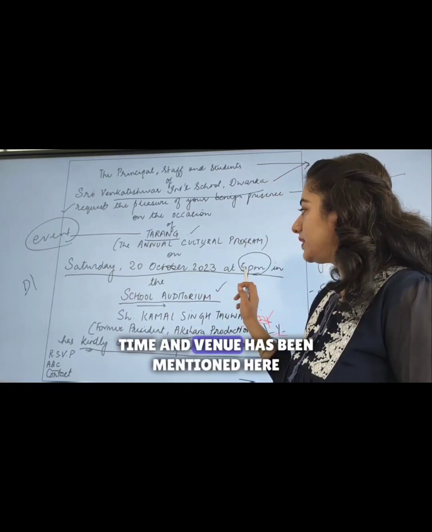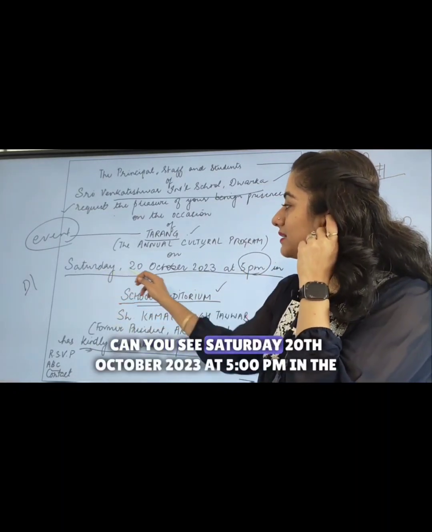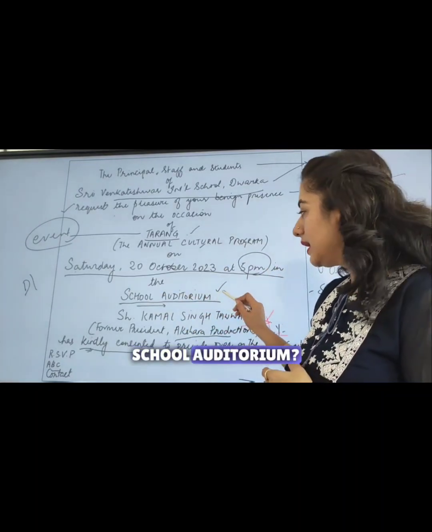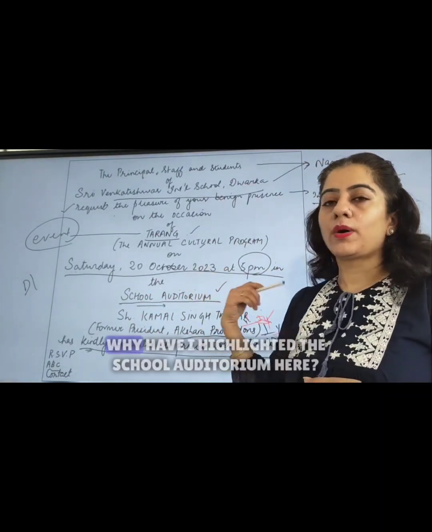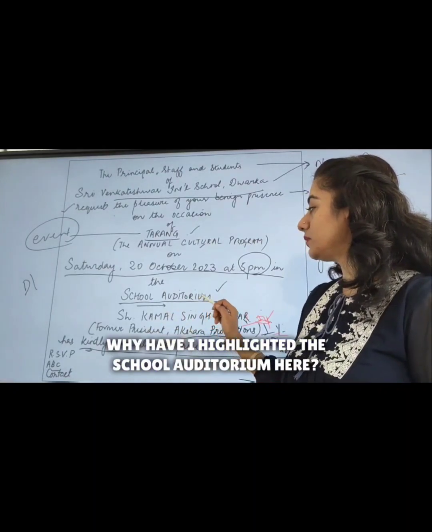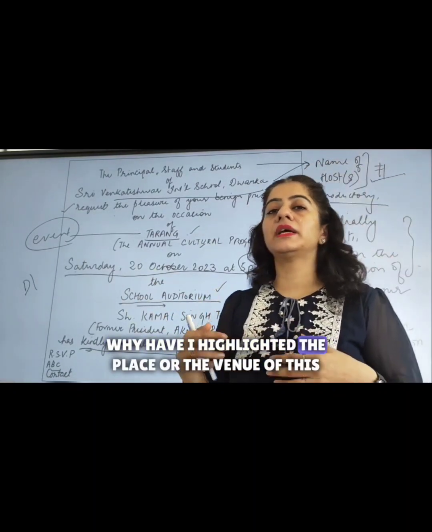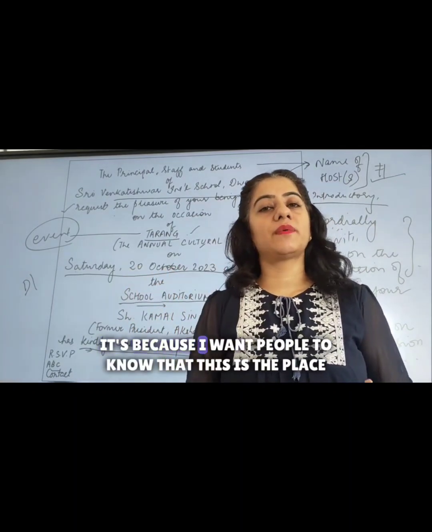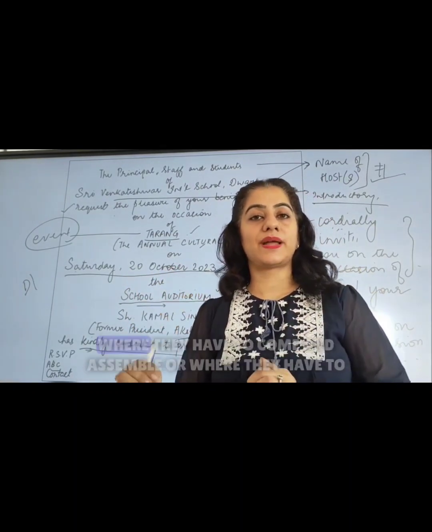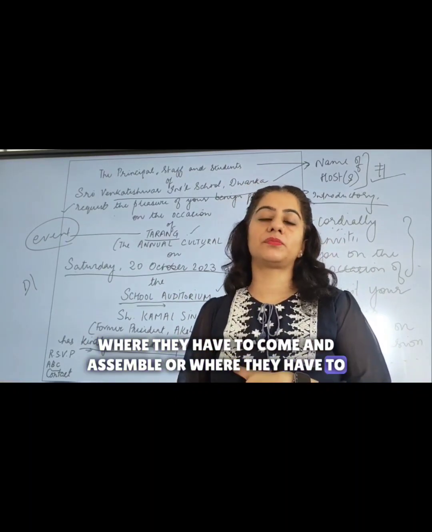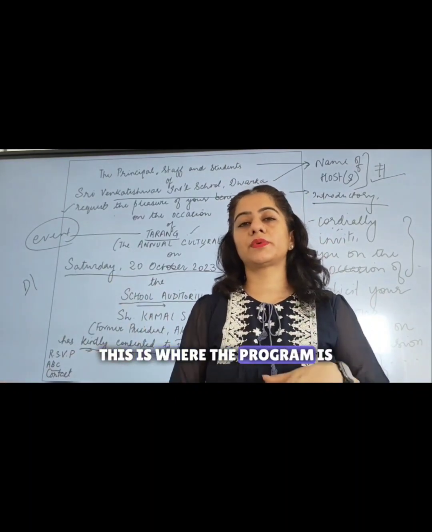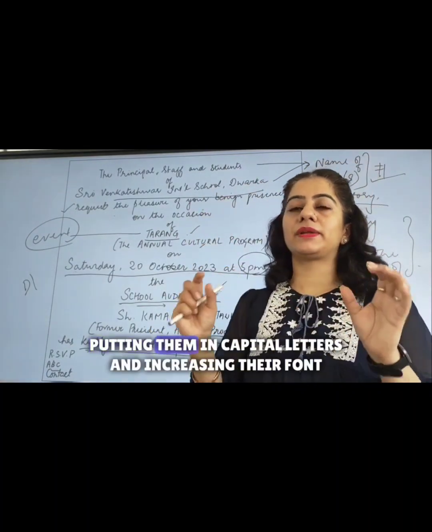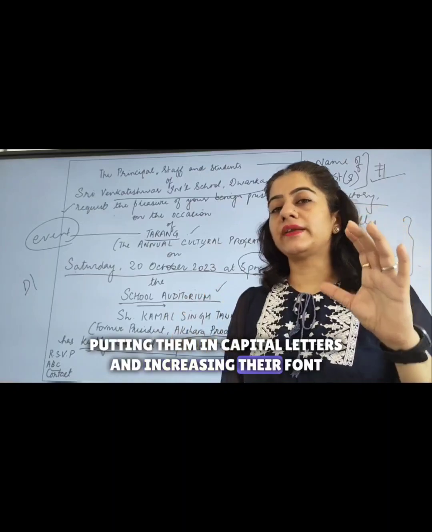Now date, time and venue has been mentioned here. Can you see Saturday 20th October 2023 at 5 p.m. in the school auditorium. Again the venue has been highlighted. Why have I highlighted the school auditorium here? Why have I highlighted the place or the venue of this particular place? It's because I want people to know that this is the place where they have to come and assemble, or where they have to be a part of the event. This is where the program is going to take place. So it's very important to highlight a few details by putting them in capital letters and increasing their font.